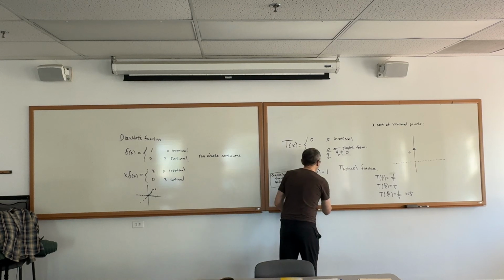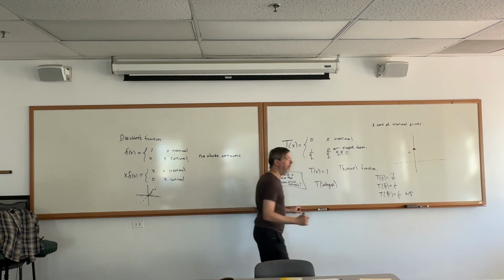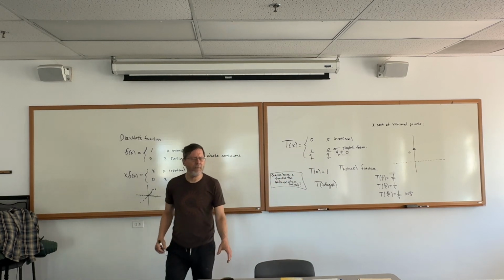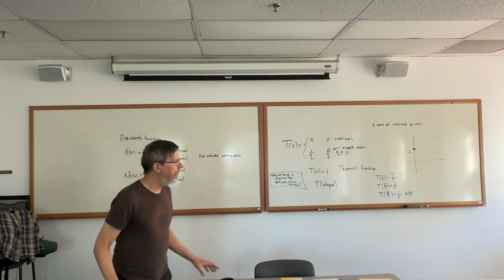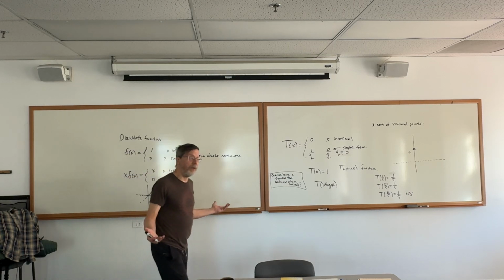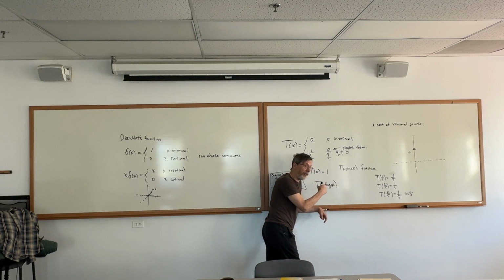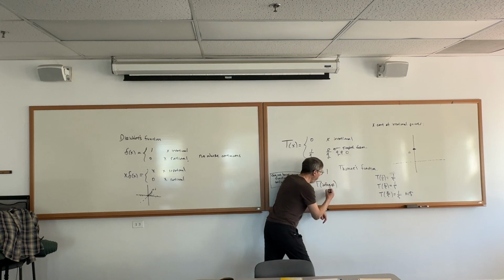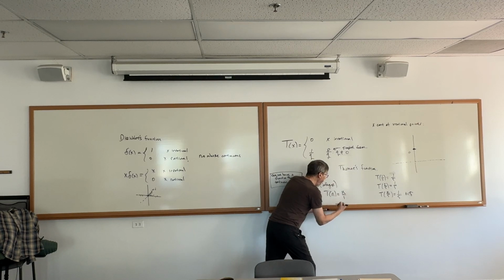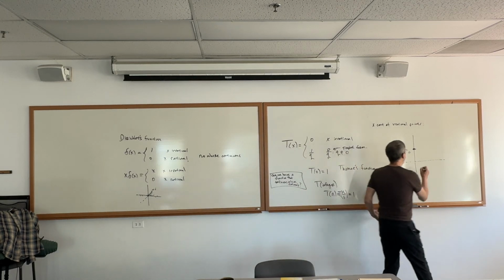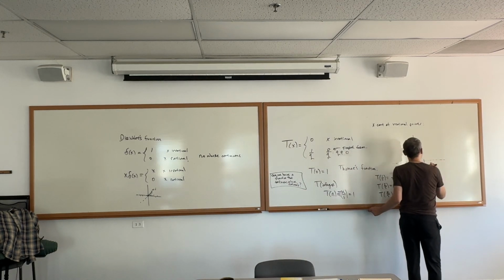What's T of an integer? It seems like it'd just be 1. Do you see that? Because an integer can be written as a rational with a 1 as its denominator. So if I have T of n, that's just T of n over 1. That's just 1. So at every integer point, we're also going to be back up at that 1.